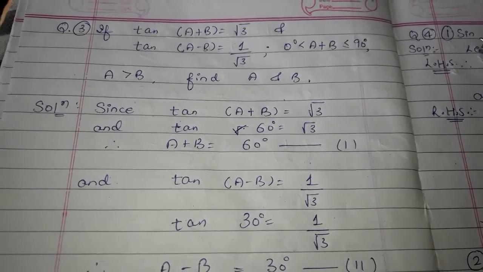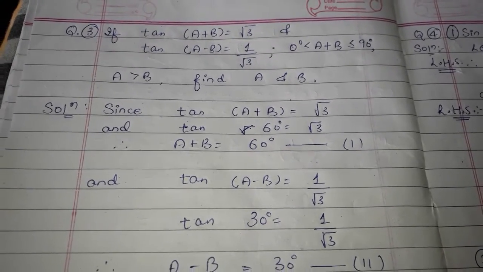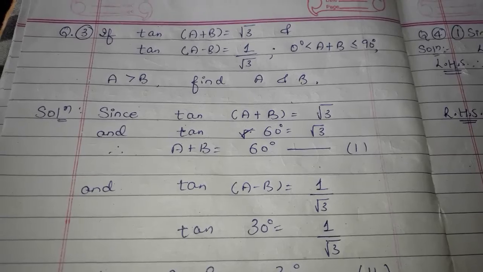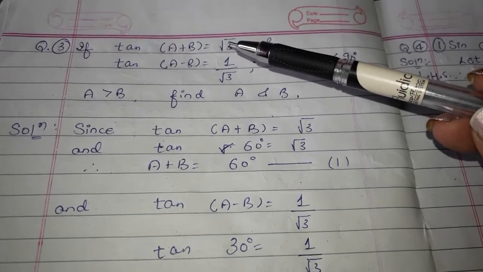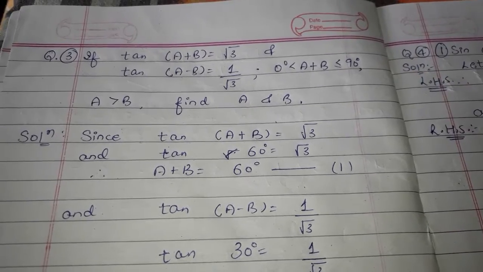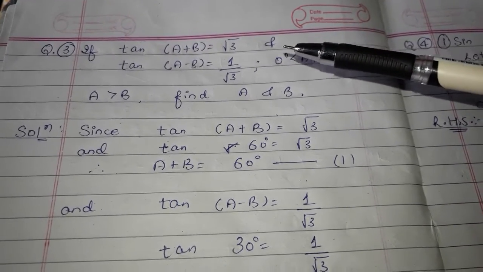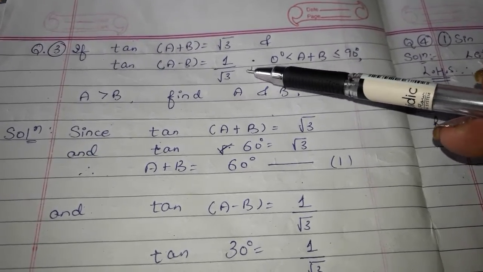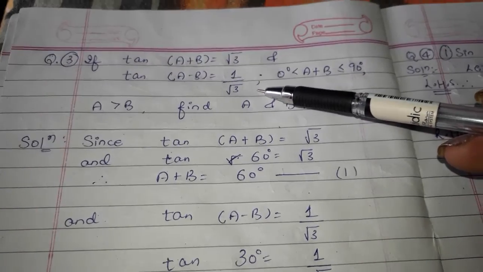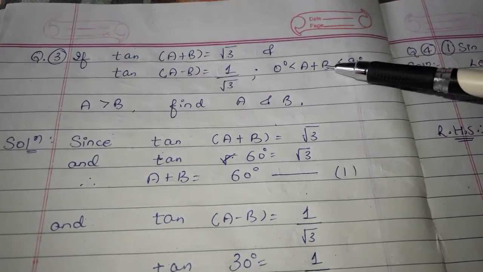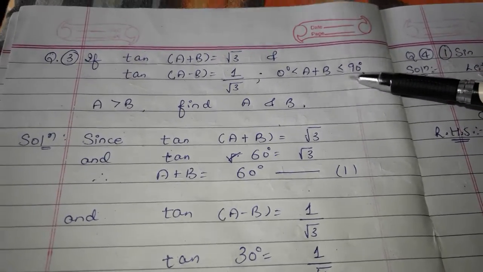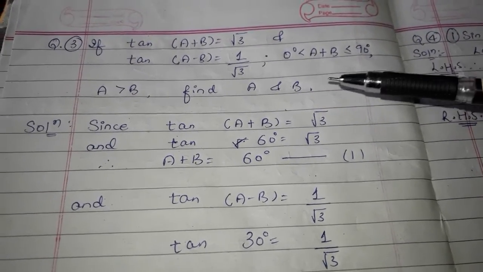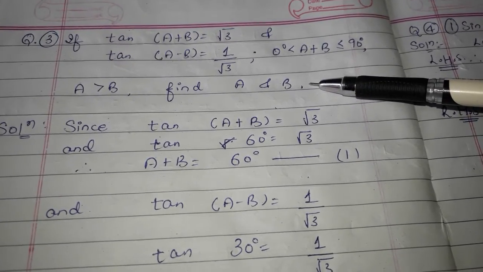So, in this video we are going to cover the next questions of exercise 8.2, and the third question is: if tan(A + B) is equal to root 3 and tan(A − B) is equal to 1 by root 3, and the interval given for A + B is 0 degrees to 90 degrees, where A is greater than B, we have to find the values of A and B.